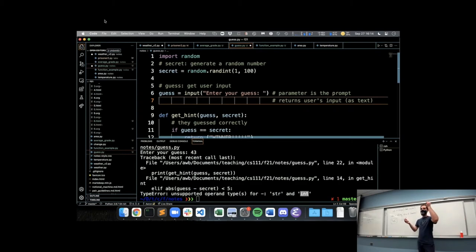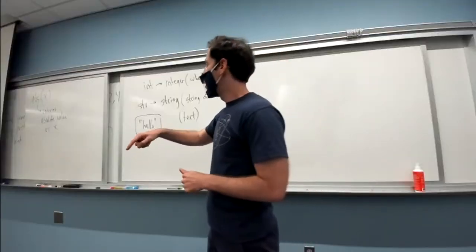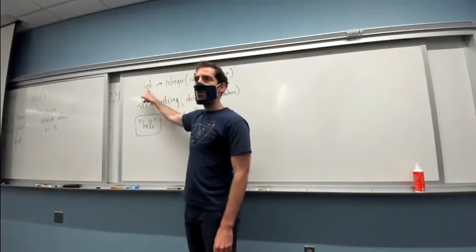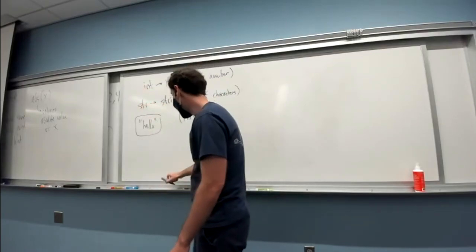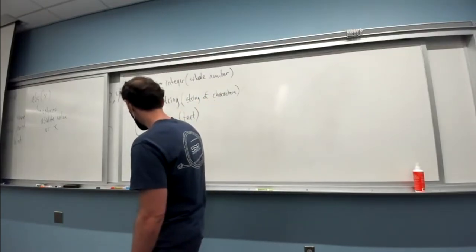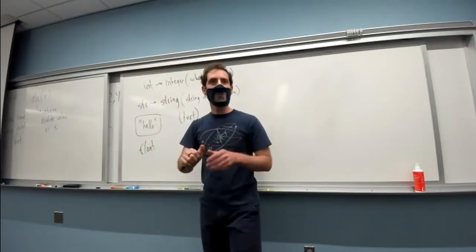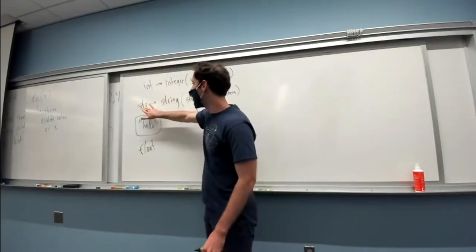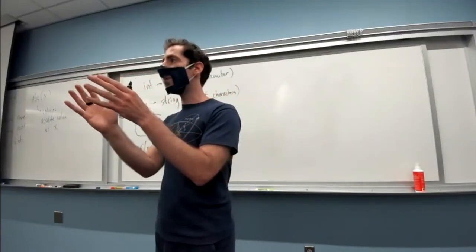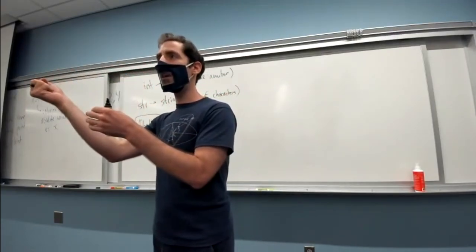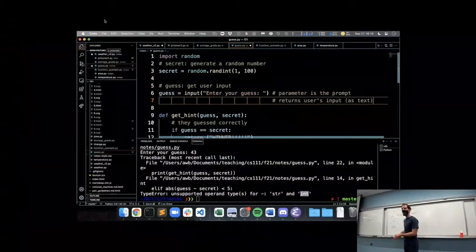But since it returns it as text, we need to convert it into a number. And we can do this with this int. There are these names that I've been introducing for different kinds of data in Python: the int, str, float. These are also functions in Python that can convert one type of data into that type of data.